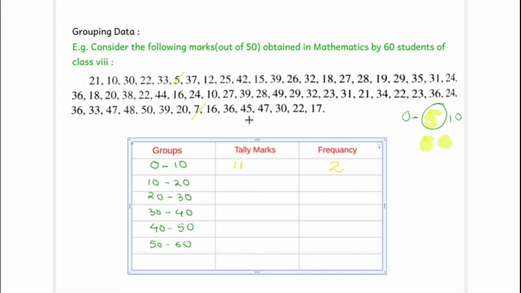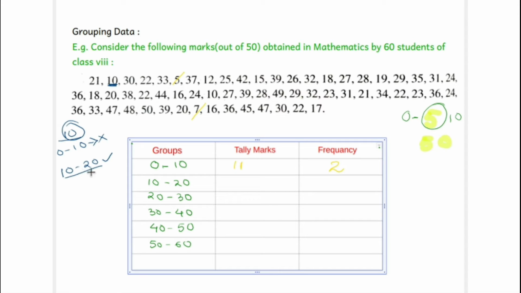Between 10 to 20 how many numbers are there? Okay, one more thing. See, between 0 to 10, 10 is also there. But here I want to explain one thing. Listen carefully. Between 0 to 10, the number 10 we will not consider in this group. This will be considered in the higher group.